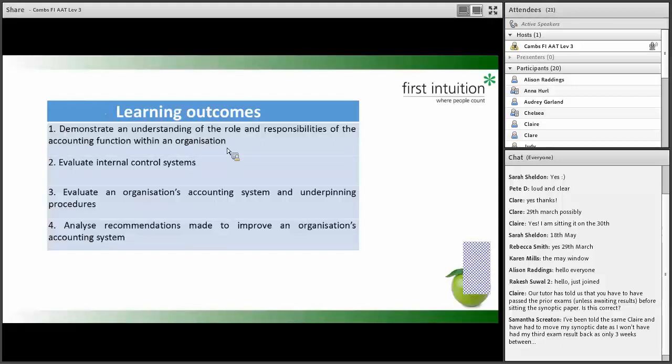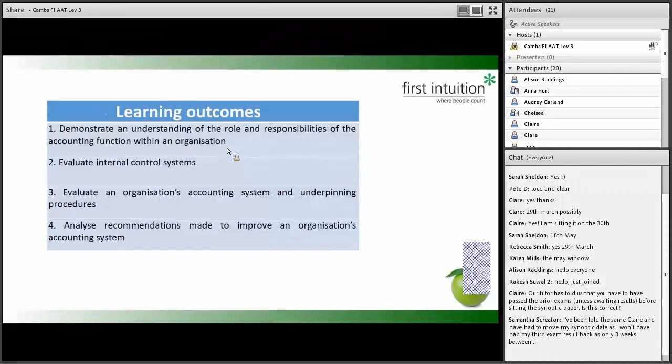We'll be tested on ensuring that there are sufficient internal controls in place within the organisation. And we'll also be looking at how the internal control systems can be improved, where there's weaknesses, making recommendations. So the learning outcome 2 is a really important outcome, and there's quite a lot of focus on that learning outcome 2 in the Synoptic assessment.